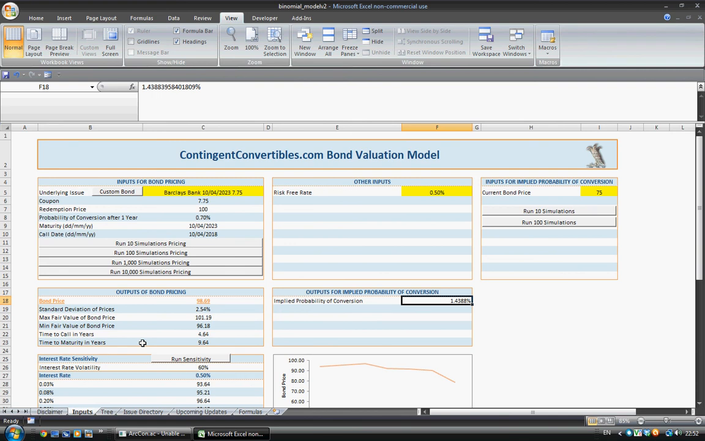So I would say that CoCos are an extremely interesting asset class. They've been around since about 2009. Lloyds issued the first CoCos in 2009, and I think that as the banks implement Basel III, there's going to be a huge flood of CoCo issuance, and it's going to be quite an important asset class. Goldman Sachs thinks that the current amount outstanding of about 60 billion is going to grow to possibly 1 trillion by 2020.